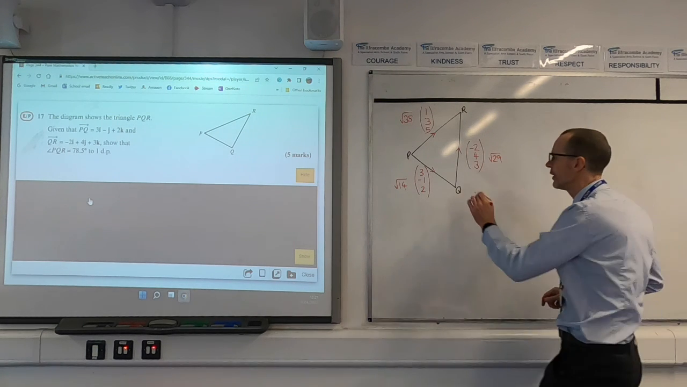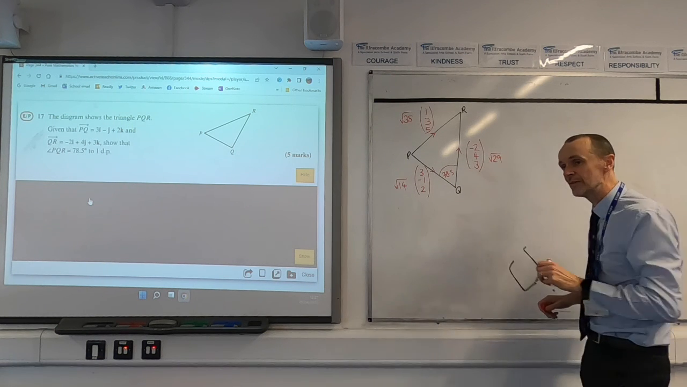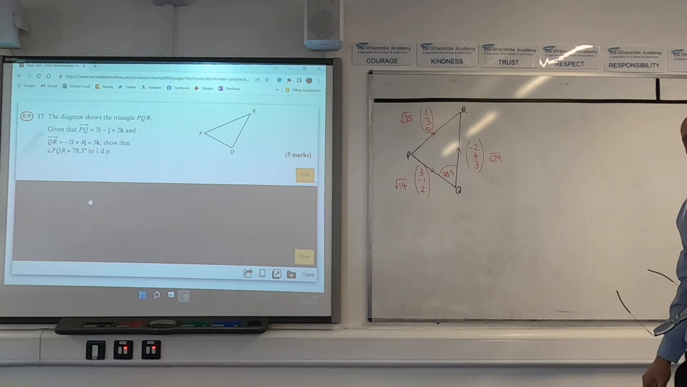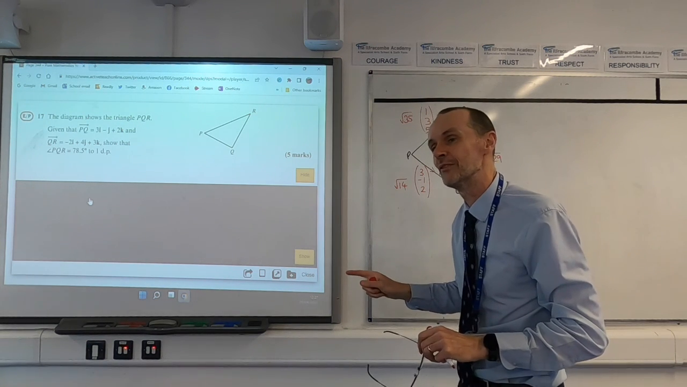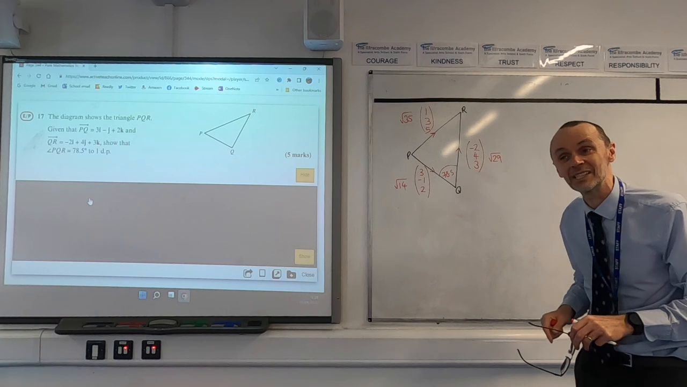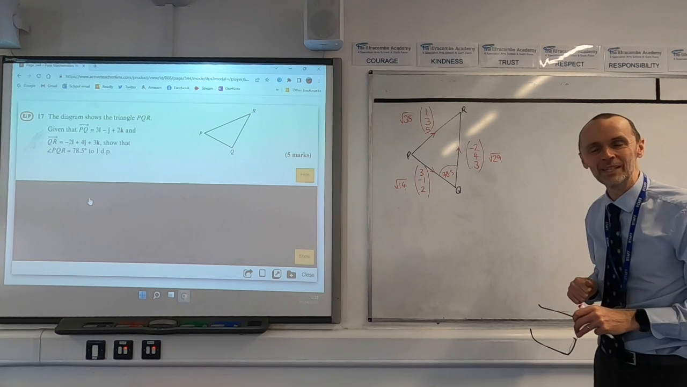We're asked to show that this angle is 78.5. Is anyone going to be brave and tell me which technique we're going to use for this? I'm pleased this question's come up because I said to you, you won't find sine rule and cosine rule on the pre-release information, so we don't need to worry about it. But actually, yeah, we do. This is a cosine rule problem.